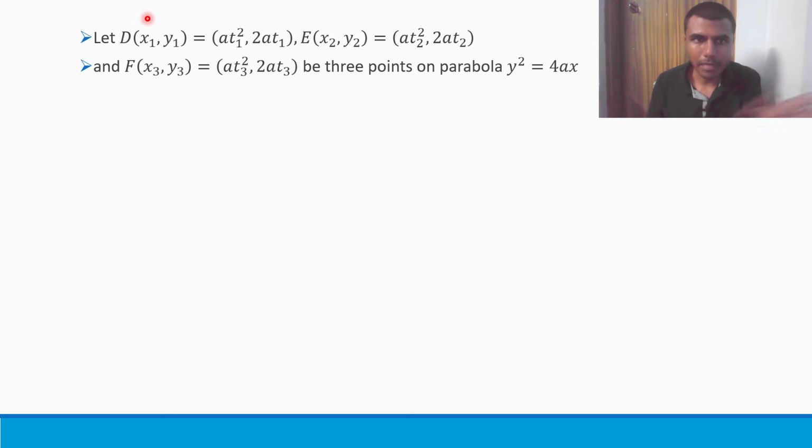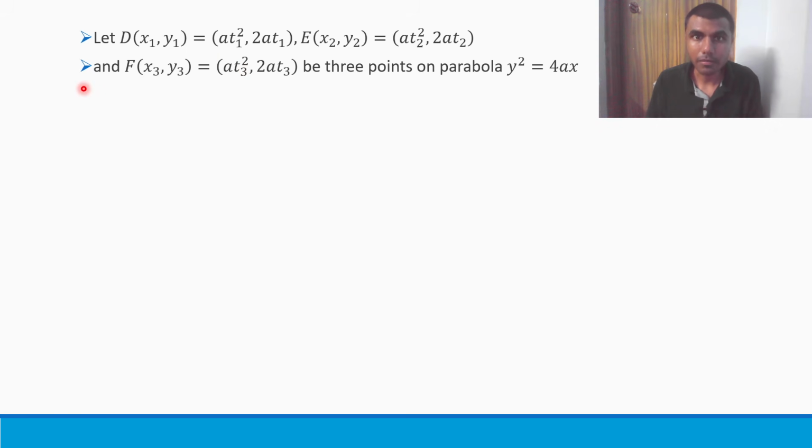Now see, the points can be taken in parametric form also, which is at1 square comma 2at1. Here there are 2 variables x1 and y1, but here there is only one variable, t1. Likewise t2 is the only variable, and here also t3 is the only variable. Fine. So these are the 3 points that are given.